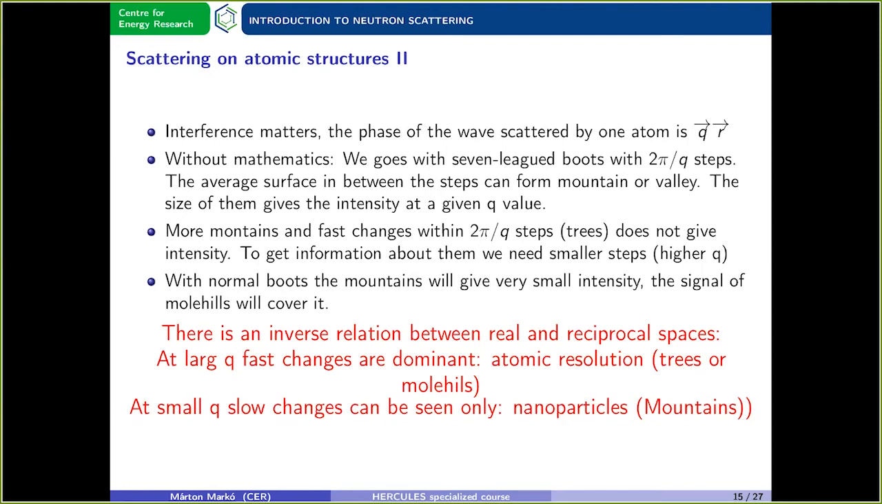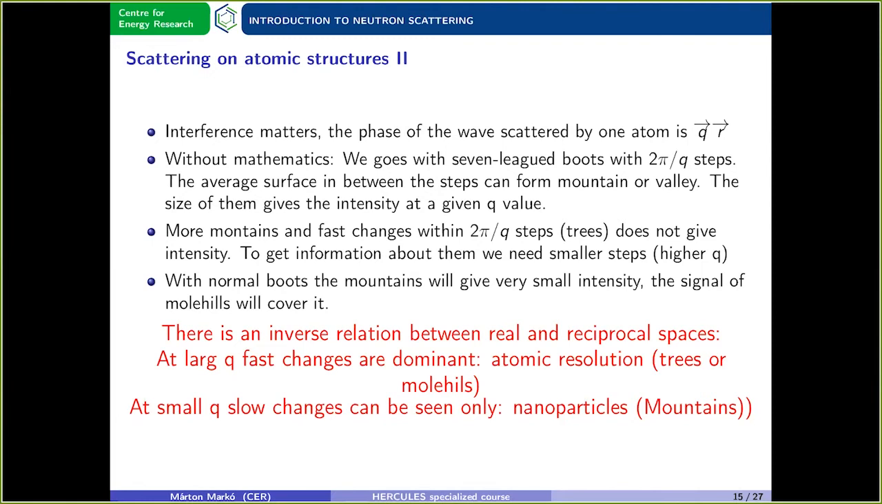And if we are just walking with normal boots, then we will not see the mountains because the change will be very, very small within one step, but we will see the molehills, for example. With much smaller steps, we will see the grass. And there is an inverse relation between the real and reciprocal space. So at large Q, I mean small steps, fast changes are dominant.